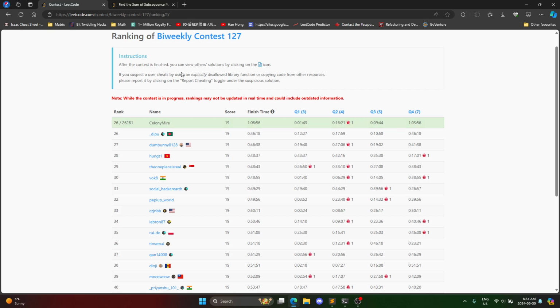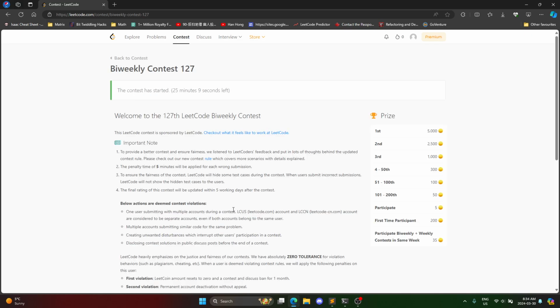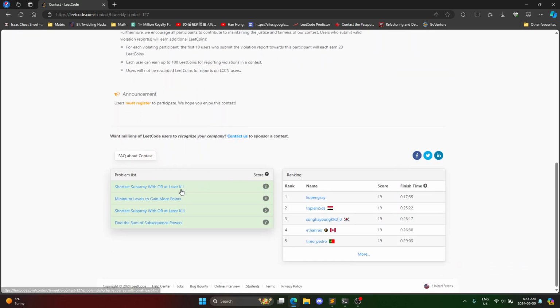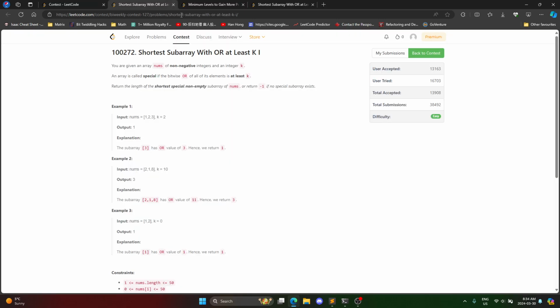But yeah, so I will go through all the problems in the contest. So let's get to it. So the first three are pretty simple for me. The fourth one is much harder compared to all the others. So the first question, you can just try all these subarrays, and then for each subarray, you just calculate the bitwise OR.